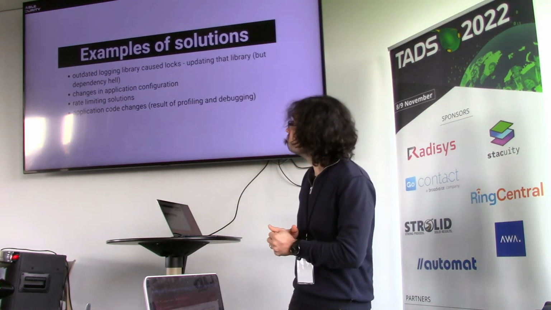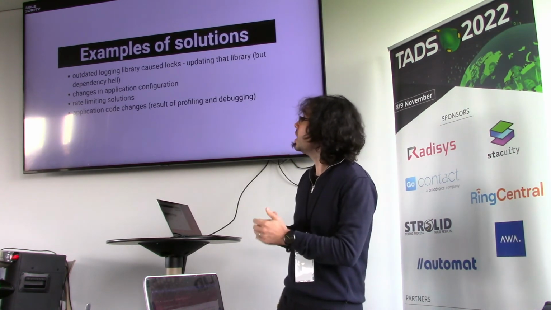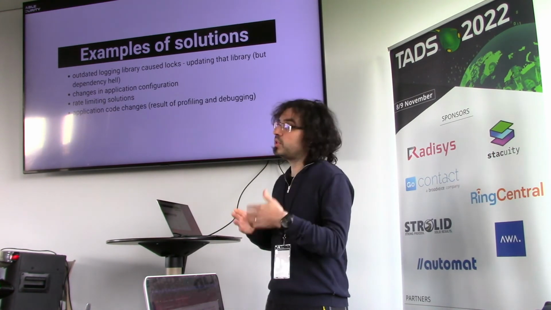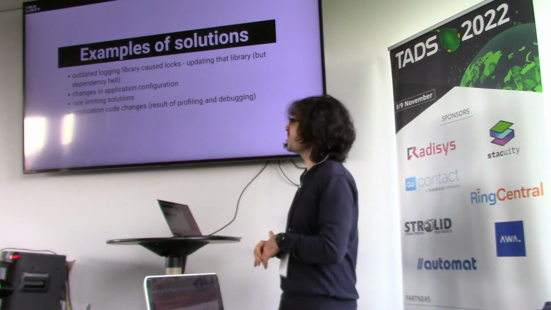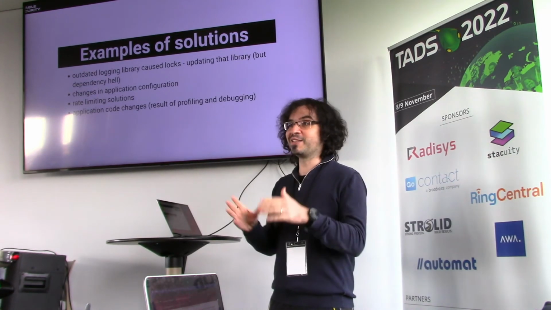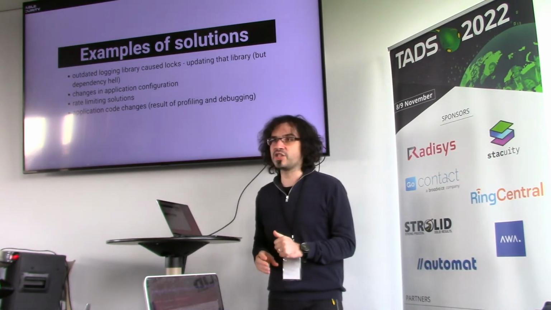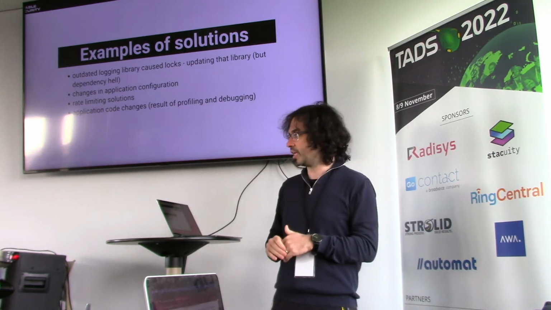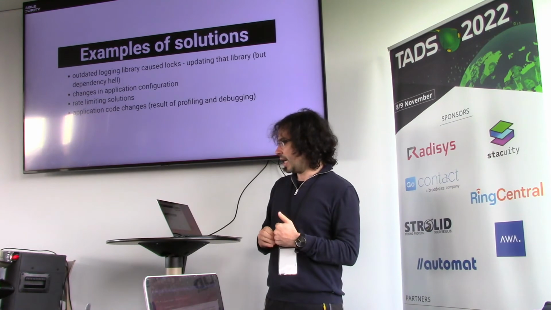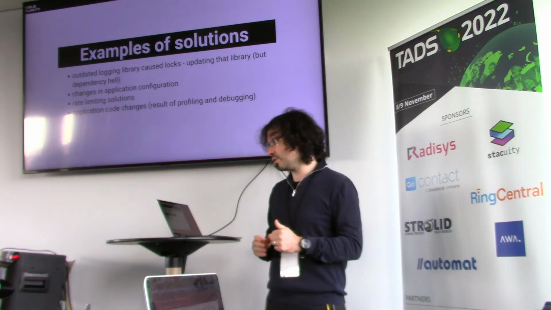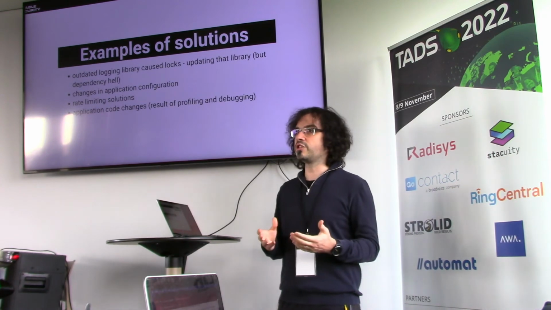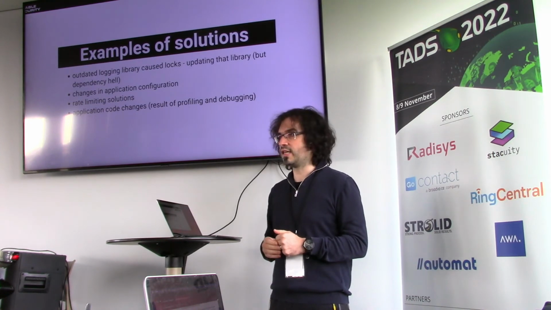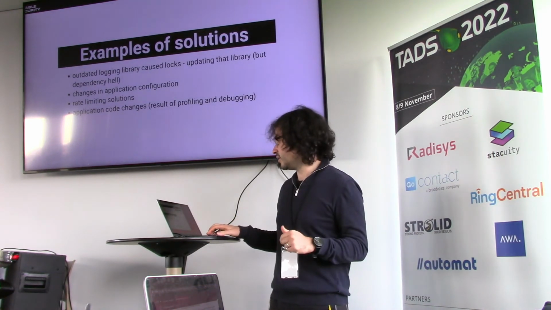Some examples. So, for example, we saw an outdated library, a logging library that was causing locking. Updating that library would have been an easy solution, although dependency hell meant that it wasn't. Changes in the application configuration. This is great when you have such a problem. You just change the configuration of the application and off you go, hopefully. Rate limiting solutions, they can be really useful in such cases. Application code changes. I mentioned profiling. This might be the result of profiling done during the root cause analysis.